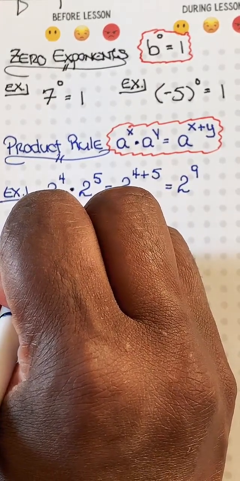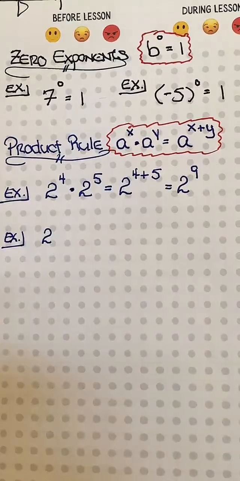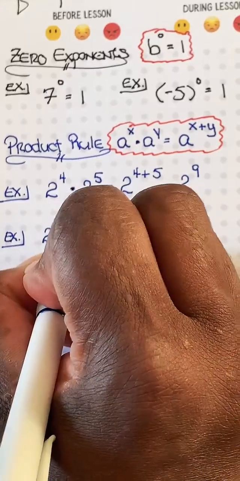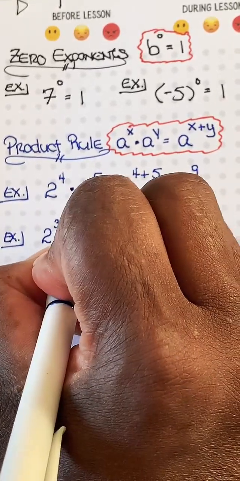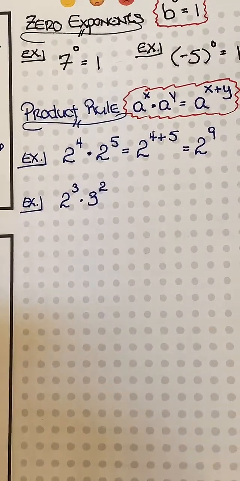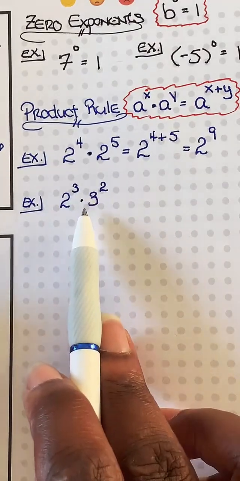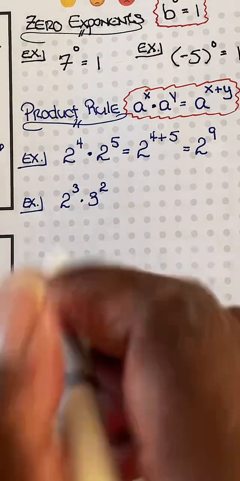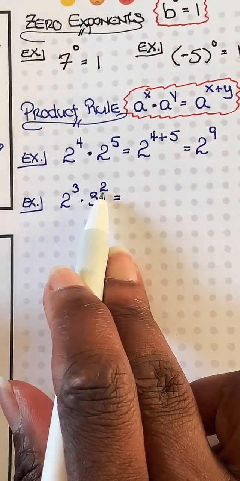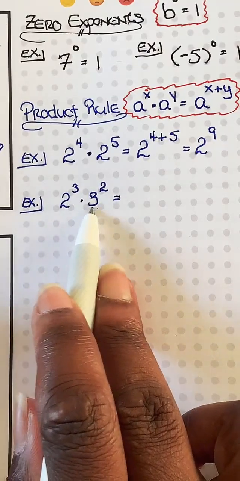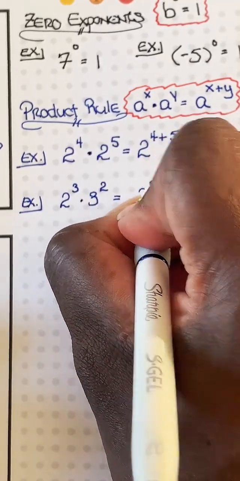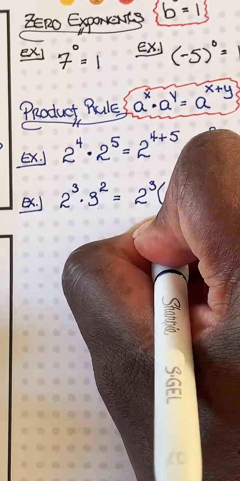So if I had 2, I'm obsessed with 2's lately. Okay, so here we have 2 to the 3rd power times 3 to the 2nd power. So if we're trying to do this, we can't go any further. We can't add the exponents because they don't have the same base. So it's just simply 2 to the 3rd, unless you want to simplify it, times 3 squared.